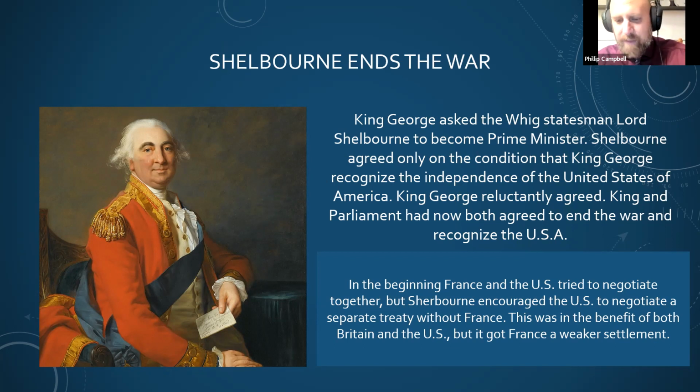Now, this was to the benefit of both Britain and the US. It meant that Britain could end hostilities quicker with the United States. It meant that the United States would get a better settlement. The only person that got shafted was France. France got a weaker settlement because they got muscled out of their alliance with the United States.